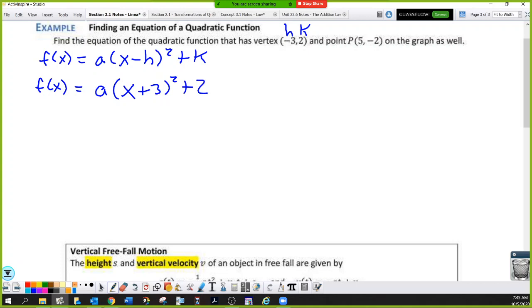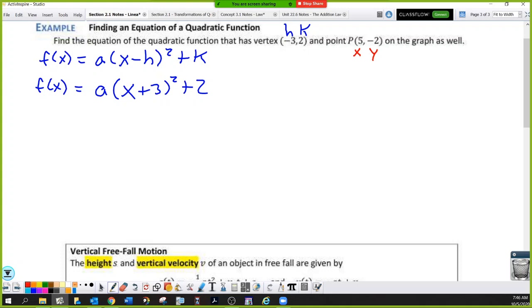Well, I have everything I need except for that a value. That stretch or shrink on the front, possibly a positive or a negative number, who knows? We need to be able to find that number. And we do that by using the only other information that was given to us, this x comma y. So if we plug in x equals 5 and y equals -2, we will be able to solve for a. Make sense? Okay. So let's plug them on in.